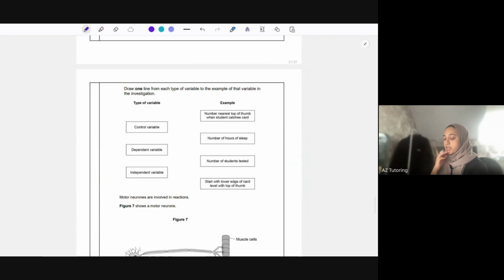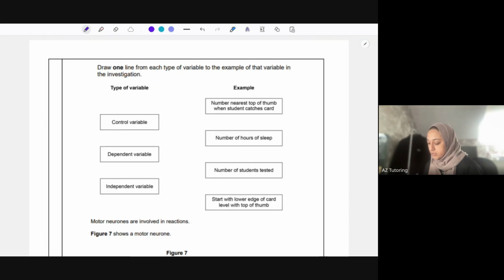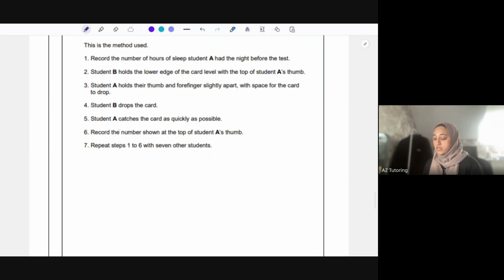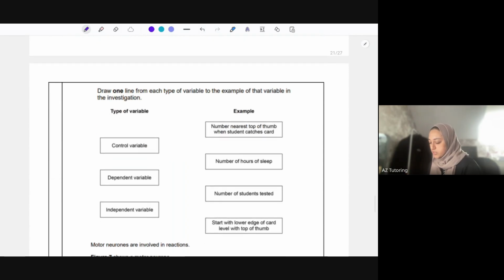Okay, now this is testing your control variable, dependent variable, and independent variable. Controlling is keeping the same, dependent is what you're measuring, independent is what you're changing. So looking at this, recording the number of hours of sleep that student A had, student B holds the lower edge of the card. Student A holds their thumb and forefinger slightly apart. Student B drops the card. Student A then catches the card as quickly as possible and records the number shown at the top of the thumb, and repeats steps 1 to 6 with other students.